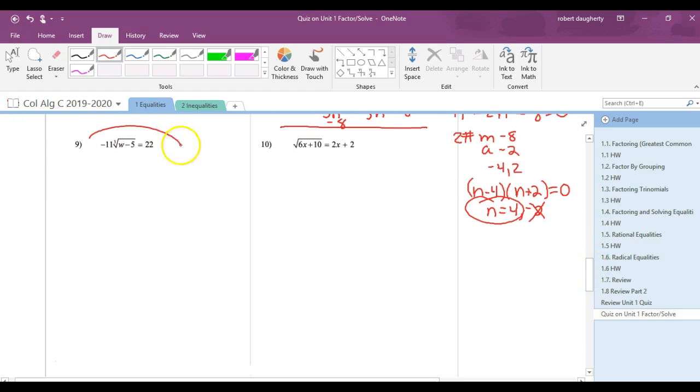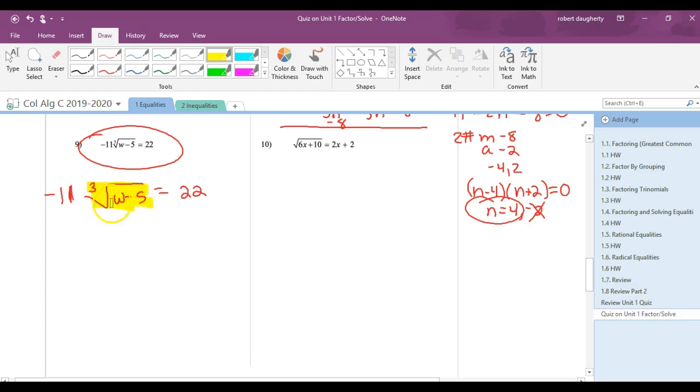Next one, I've got cube roots. My goal is that cube root of w minus 5 needs to get isolated. Okay, so my goal is to get that all by itself. Well, what is keeping it from being by itself? It's multiplied by negative 11. To undo multiplication, I've got to divide both sides by negative 11. Some people subtracted negative 11. That doesn't work, okay? So what I end up with here, cube root of w minus 5 equal, well, 22 divided by negative 11 is negative 2.